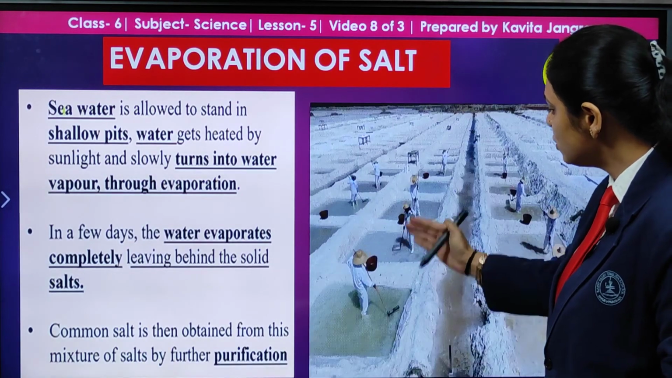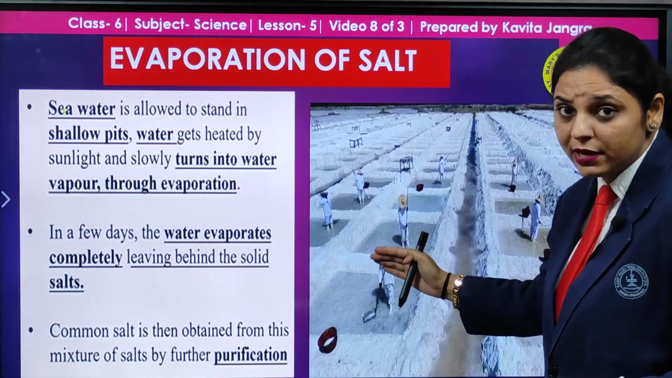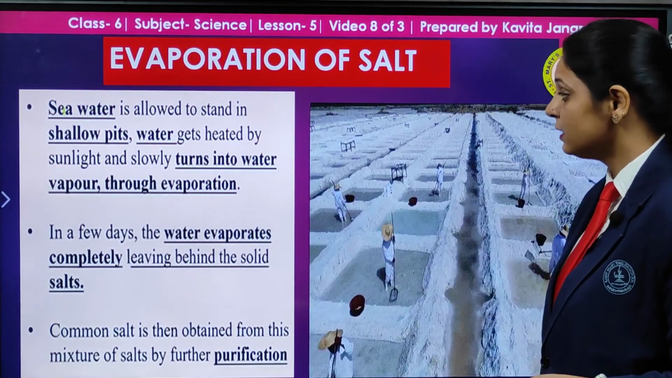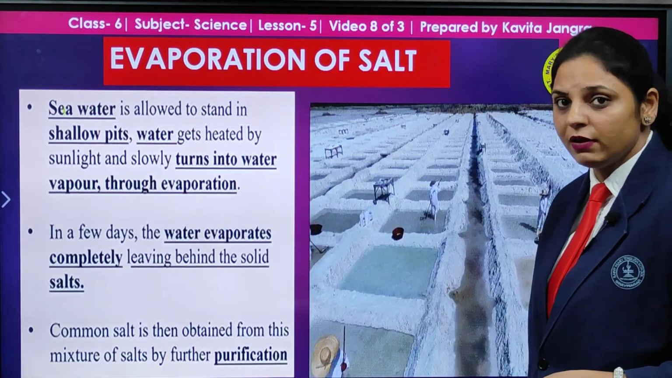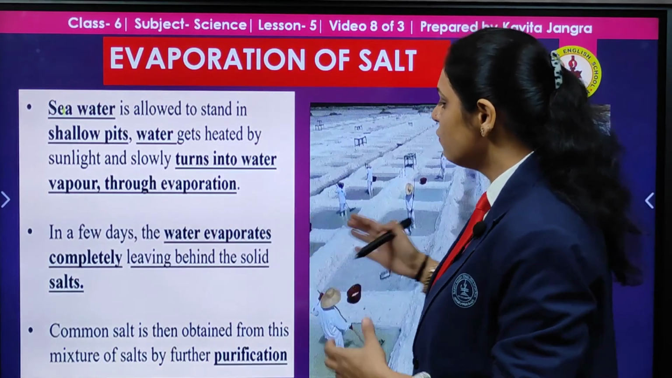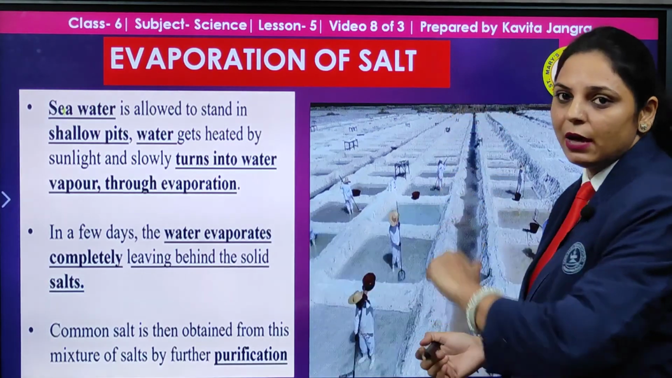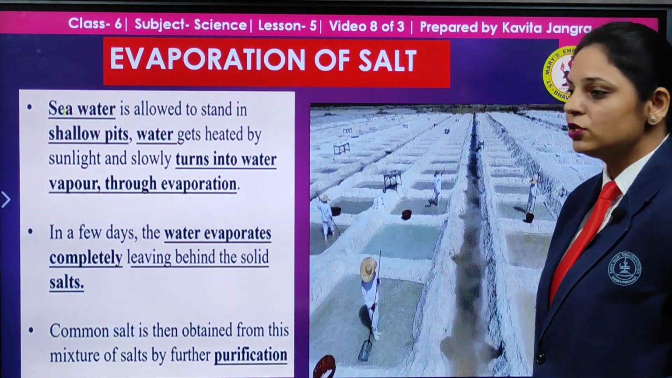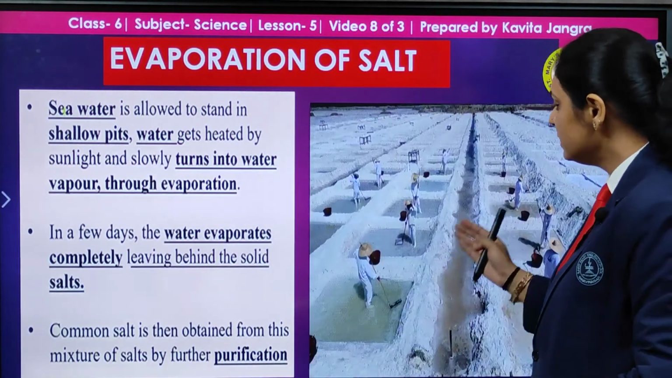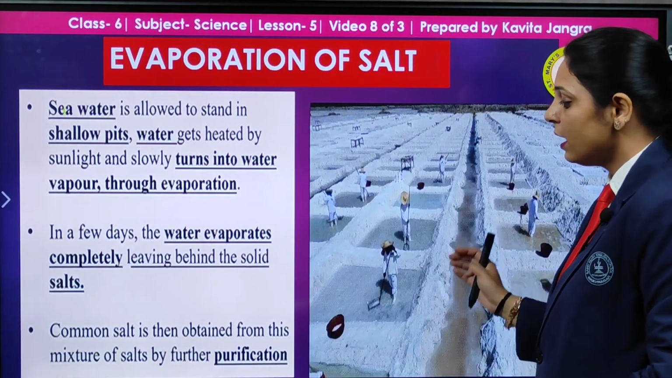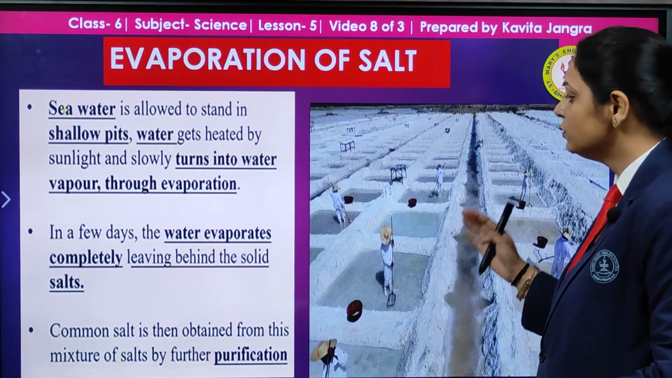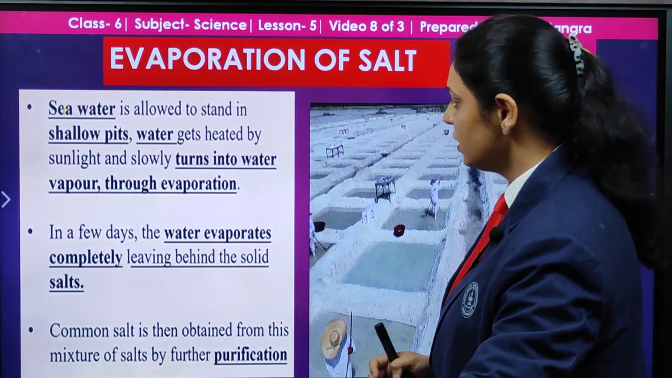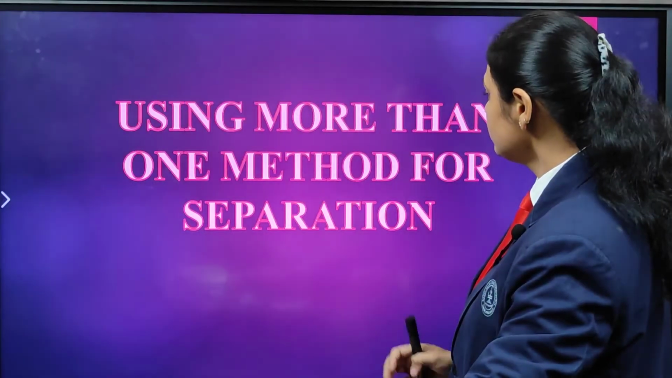Then this water slowly gets evaporated. And what else are we getting? We are getting the salt ultimately through the process of evaporation. In a few days, the water gets completely evaporated. Ultimately, we get the salt. The common salt is obtained by this, along with a mixture of salts, and further these are purified. I think it is understood by you.